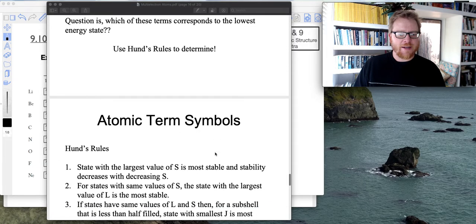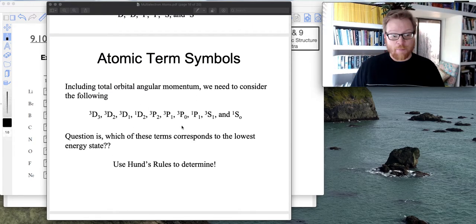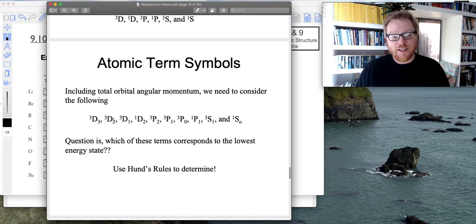Let me find that example right here. Okay, so here it walks you through this example, just like what I did, where you get all of these crazy possibilities when you start including those J values. So for example, when you have a triplet D, then triplet D3, triplet D2, triplet D1 all become possible. So which of these terms corresponds to the lowest energy state? Well, we use Hund's rules to determine.